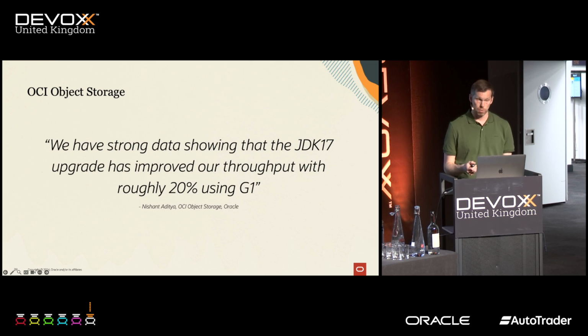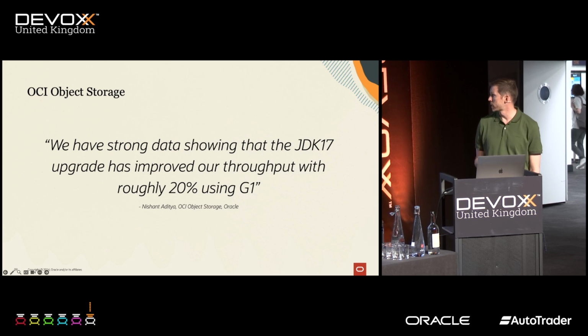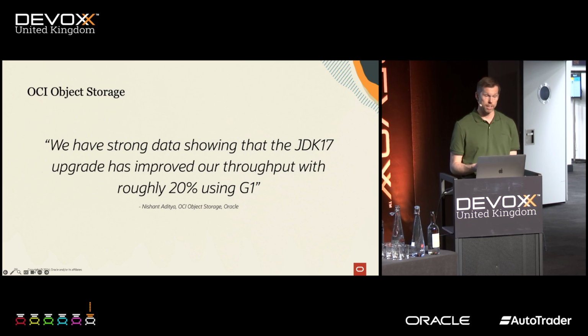A short quote from those: "We have strong data showing that the JDK 17 upgrade has improved our throughput by roughly 20% using G1." Also extremely nice to hear that a real-world application sees the same thing that we see in our internal benchmarking.